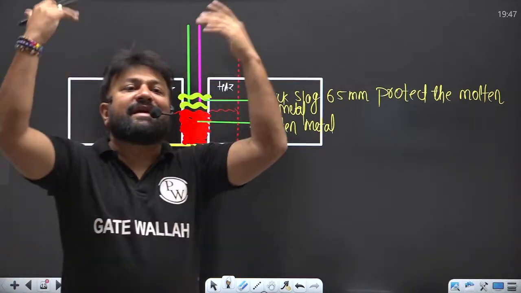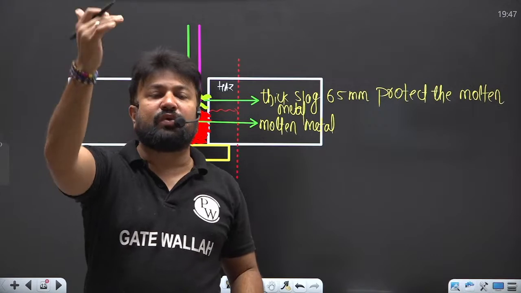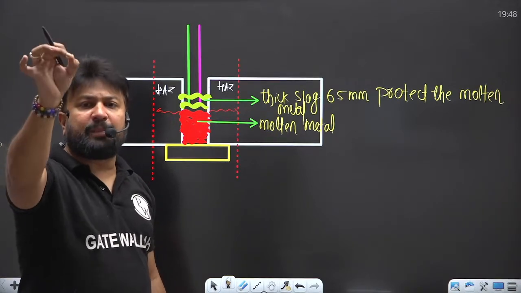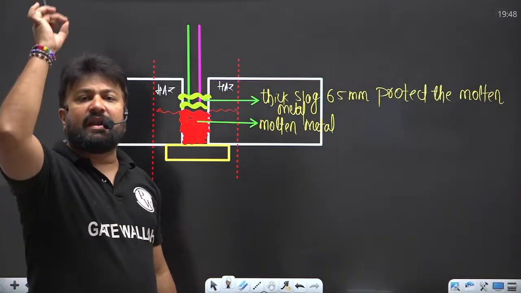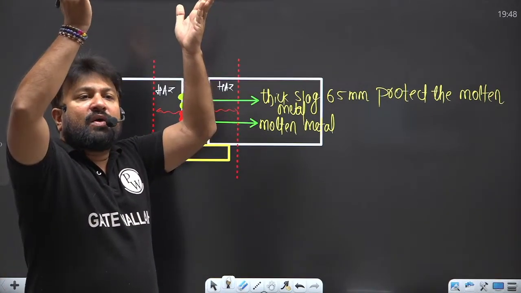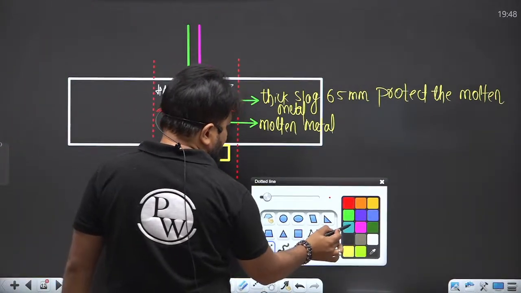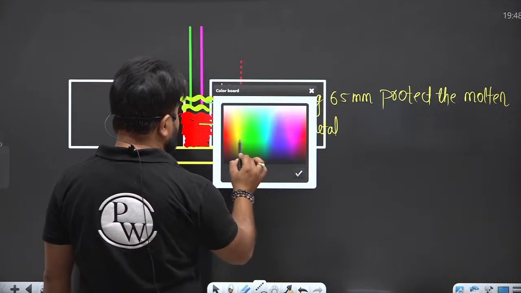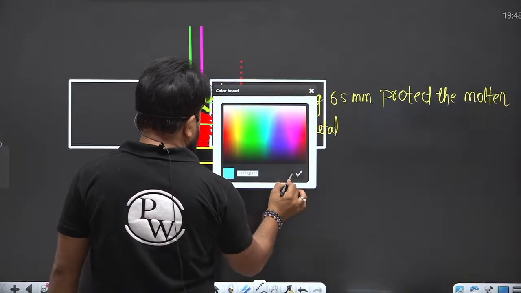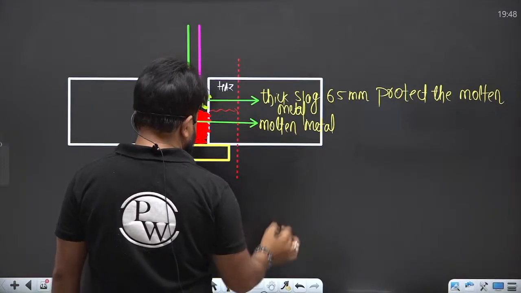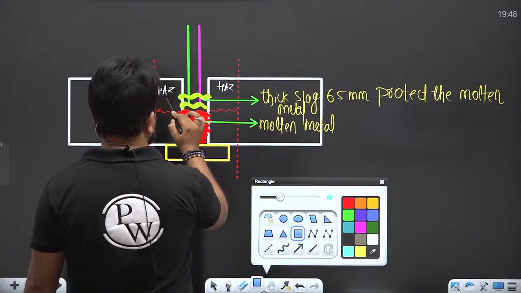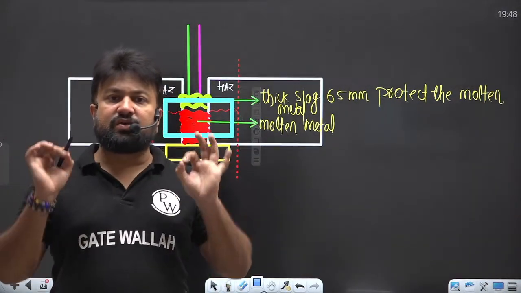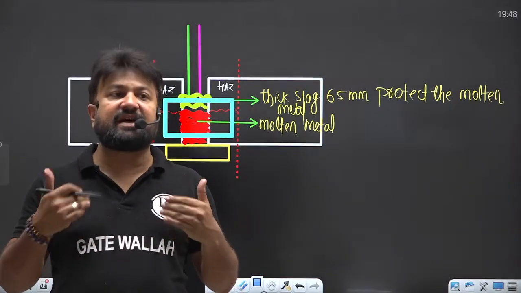Now, to increase the cooling rate, we provide a jacket. That is a water-cooled copper molding plate, which confines the liquid and moves upward with the welding. Let me write it down, using a different color. Yes, there will be a copper plate, a water cooling jacket. The water cooled copper molding plate increases the cooling rate.